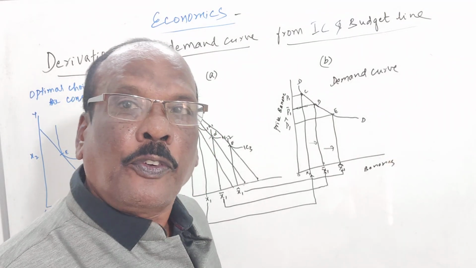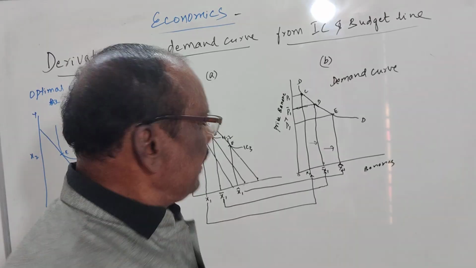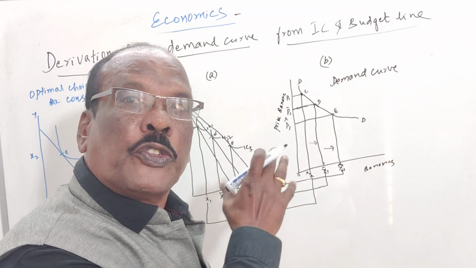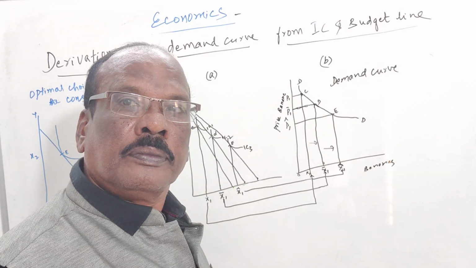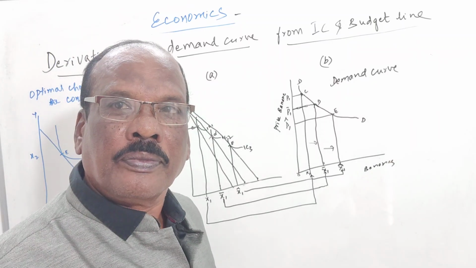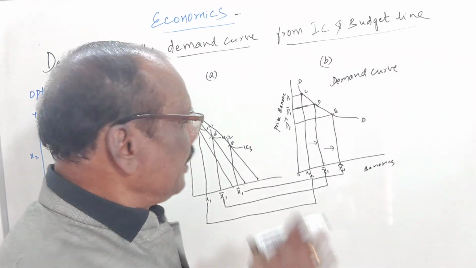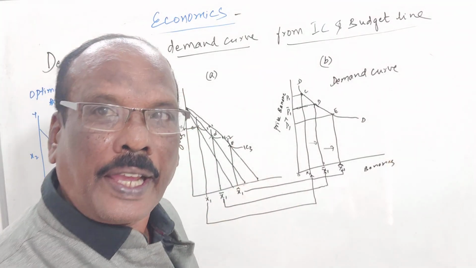So you must be very careful in drawing these diagrams, A and B. Here, consumer's equilibrium at 3 different stages because of fall in price of one commodity. That is shown here in this diagram A.